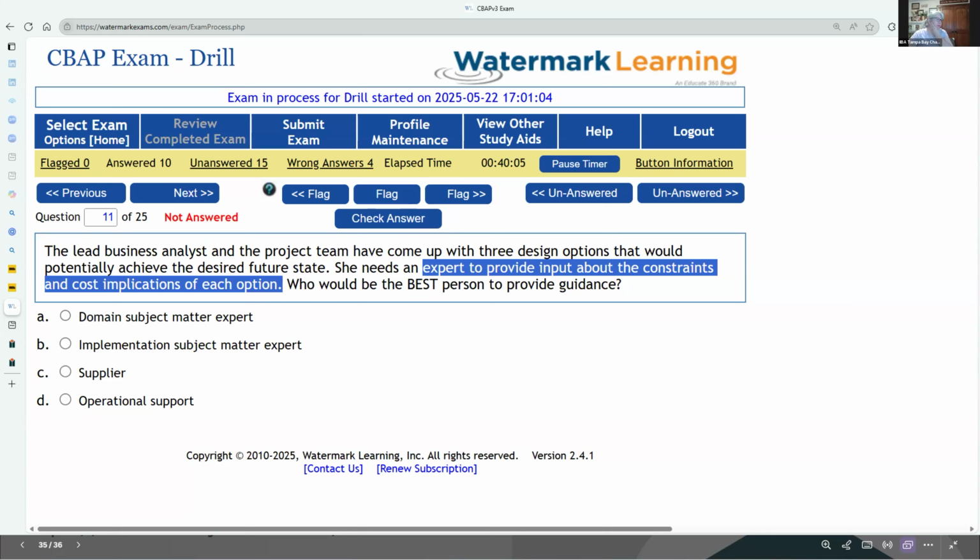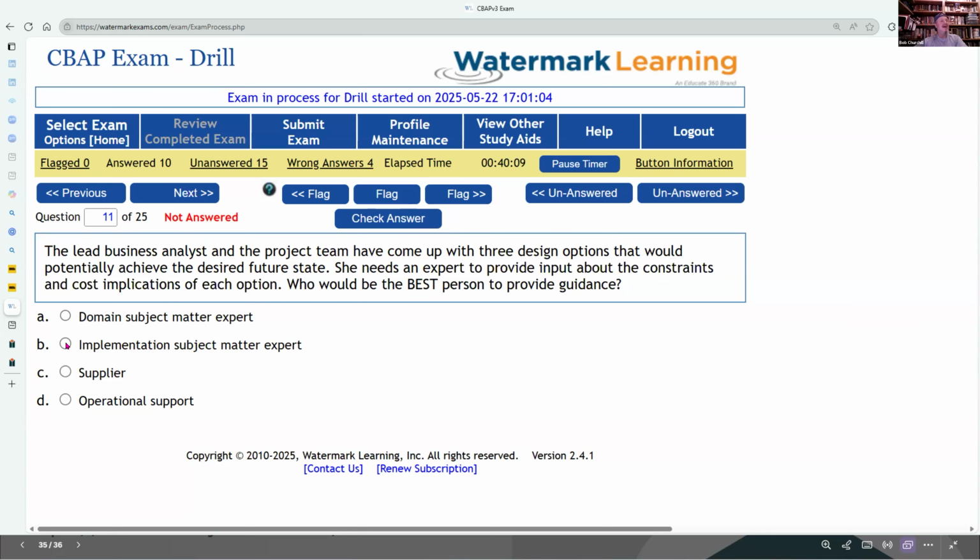Okay. So I think you're correct. Consider that idea. Okay, you think implementation subject matter expert would be the one to talk about constraints and cost implications? Okay, do I have a second vote? Actually, I agree with B. Yeah, I would agree with B too. Let's test B.